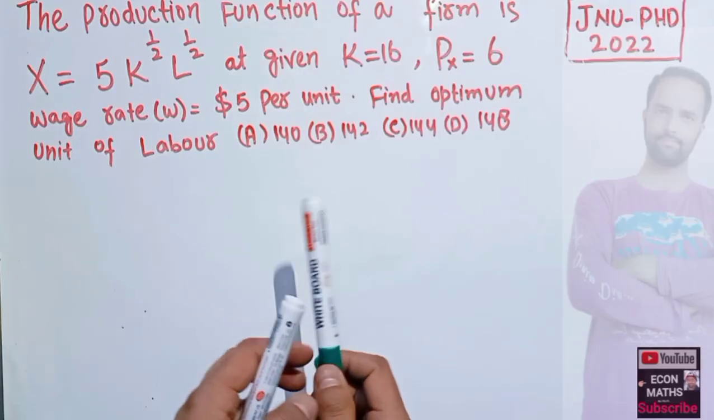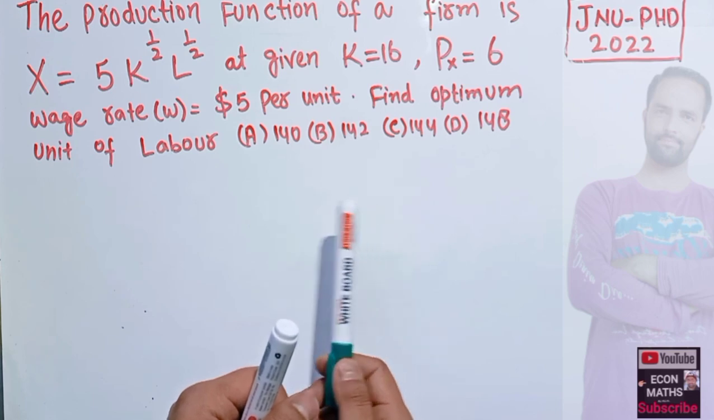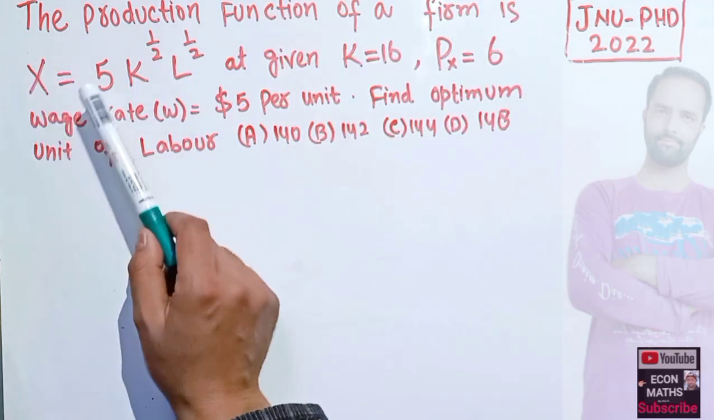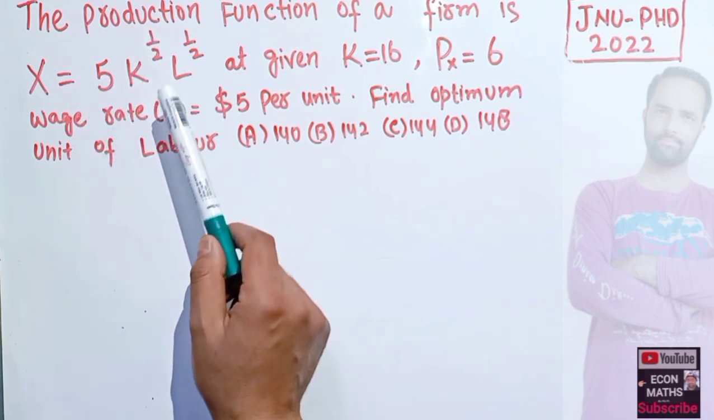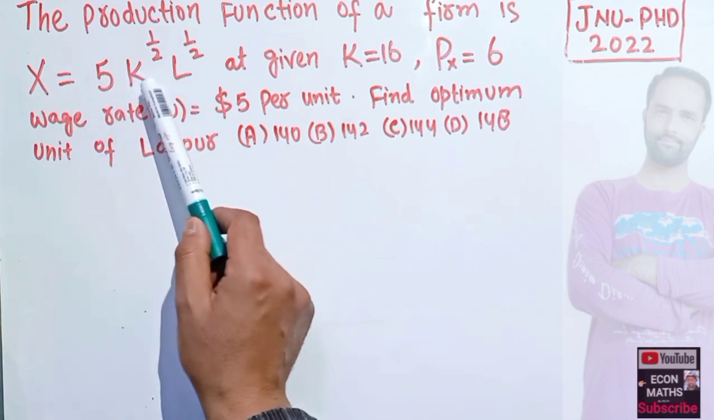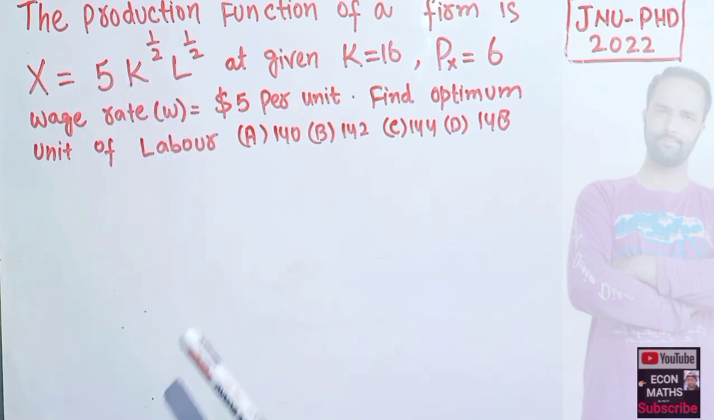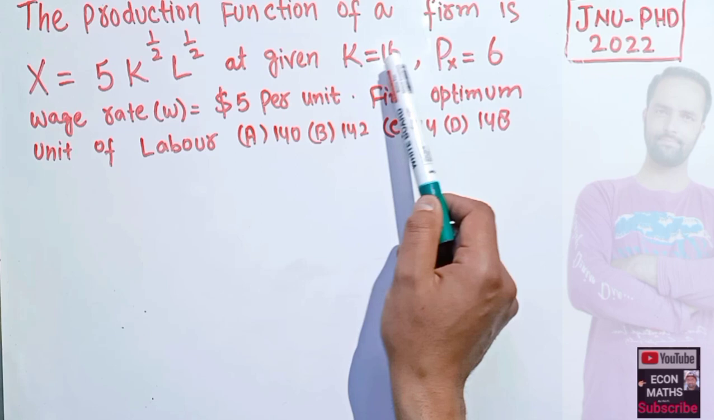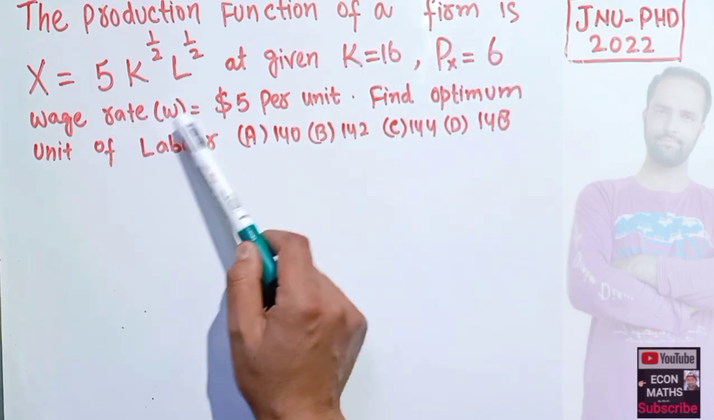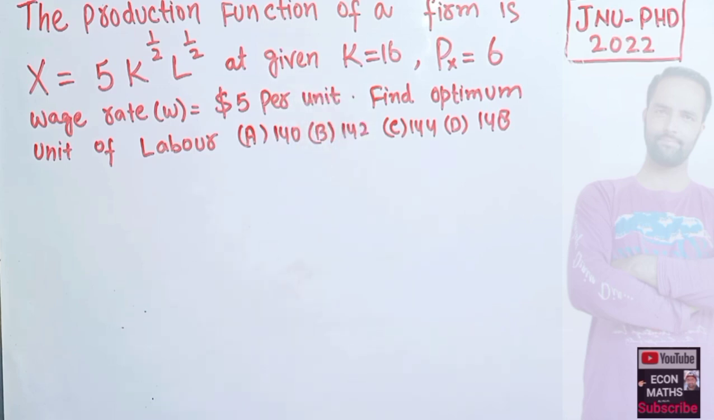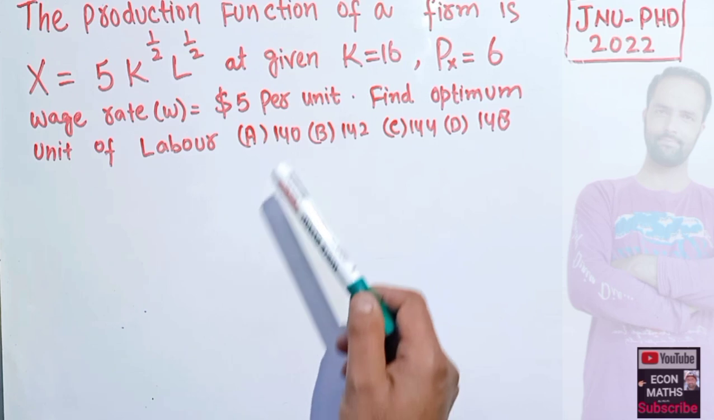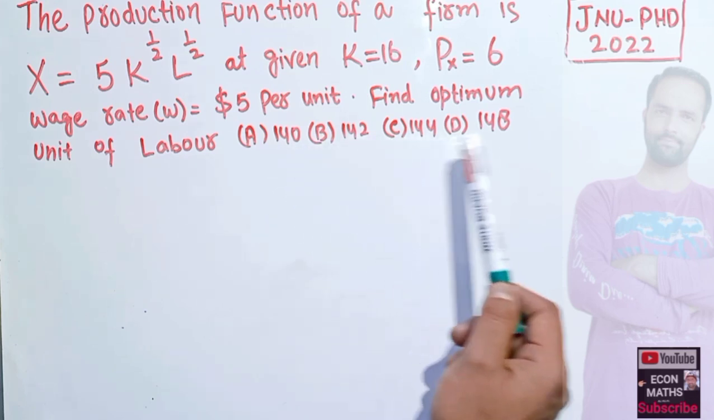The question is to find out the optimum unit of labor. The question goes like this: the production function of a firm is X is equal to 5 times K to the power 1 upon 2 times L to the power 1 upon 2, where X is the output, K is the units of capital, L is the units of labor. Given capital is equal to 16 units, price of output is $6 and wage rate is $5 per unit. Find the optimum unit of labor. The options are 140, 142, 144 or 148.